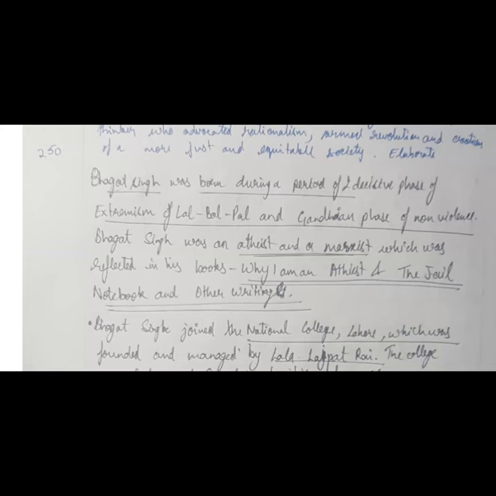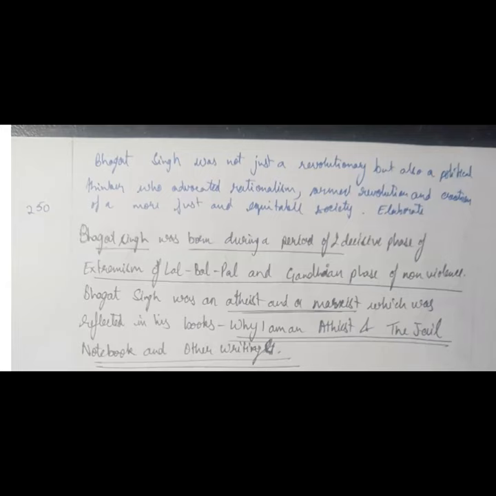It is not asking about his character. It is asking about him as not just a political thinker. You have to analyze Bhagat Singh from his political thought, as one who advocated rationalism. So where all did he advocate? That's what you answer. Now he's writing Bhagat Singh was born during a period of two decisive phases, which is wrong itself because Bhagat Singh was not born during a period of extremism, and he's put the Gandhian phase. Gandhian was not an extremism.